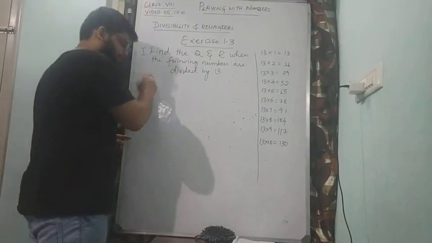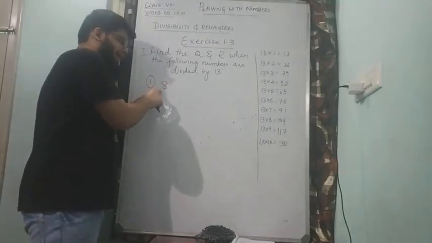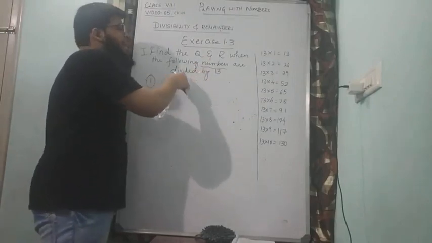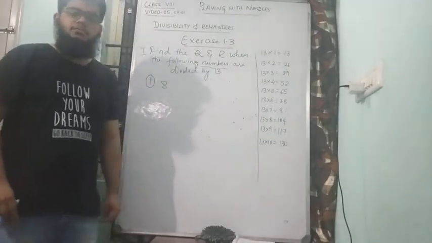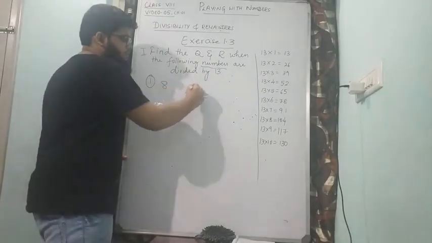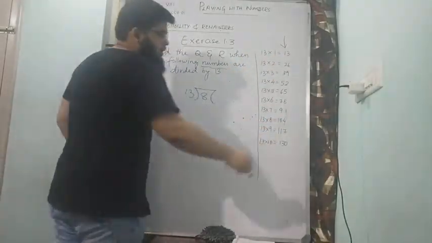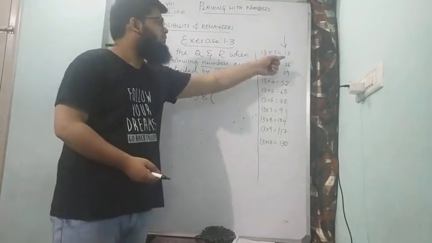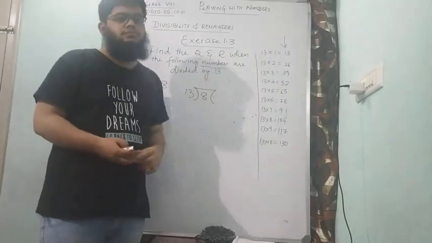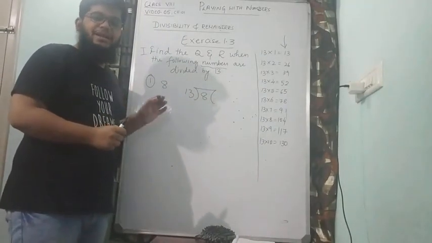So our first question will be 8. They are asking us to divide 8 by 13. We are supposed to divide this number by 13 and check what are the quotient and remainder, right? Now let us see the table of 13. In the table of 13, which is the smallest number? 13 itself, right? Because 13 ones are 13. Is there any number that is smaller than 13 in this table? No. But when I see the question, 8 is smaller than 13. That's why 8 will not be divisible by 13.